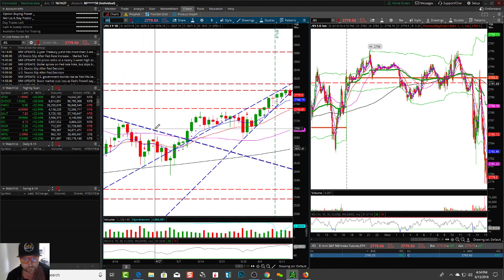So the whole thing at this point, guys, is we are going to see on the nightly scan if there's going to be more bullish plays or more bearish plays for tomorrow. We might take a combination of both. We'll have to see and let the scanners show us.